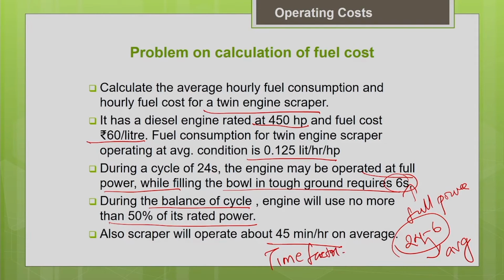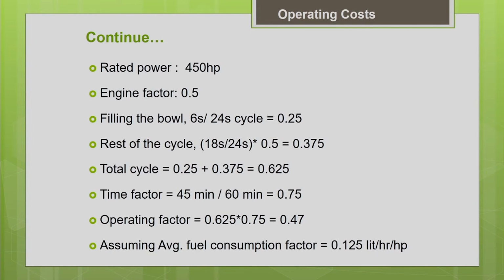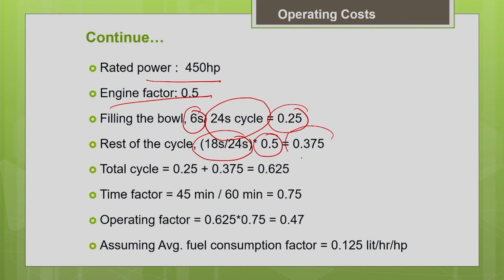So with this input data, now we are going to see how to estimate the fuel cost of the machine. The rated horsepower of 450 is given, and the engine factor is given. As I told you, while filling the bowl it is consuming full power. It takes 6 seconds out of the total production cycle time of 24 seconds to fill the bowl, and during this it is using full power, so 0.25 into 1. During the rest of the cycle, that is 18 by 24 seconds, it is using average power, that is into 0.5. So that will give you 0.375.